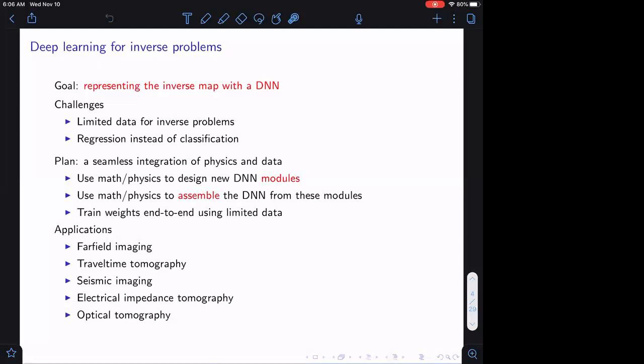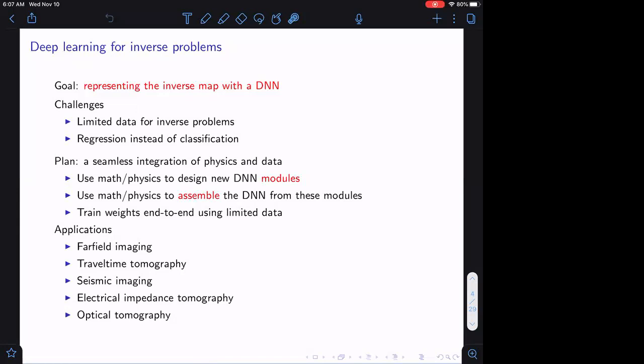So here's a plan of how we're going to address this issue. First, how to address the issue of using deep neural networks to solve these problems. We're going to use mathematics and physics to help us design new modules of neural networks. As you will see, all the traditional modules of deep neural networks are based on certain mathematical structures. Here we're going to study what mathematical structures appear in this problem, and try to use them to motivate new neural network modules.